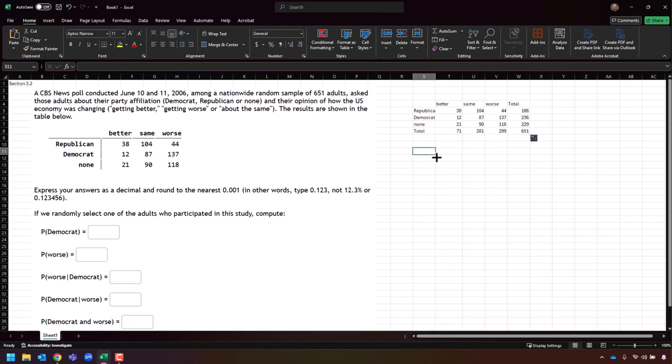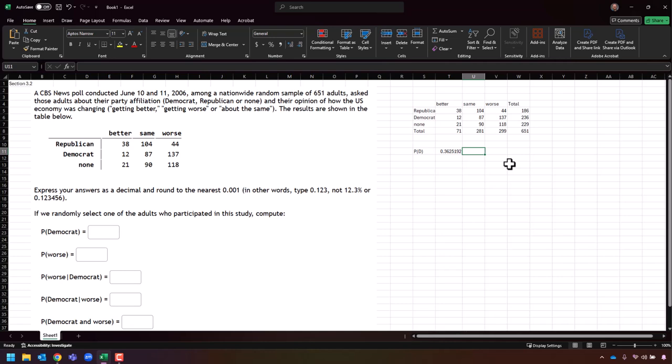Okay, so now that I've got that out of the way, I'm going to just find the probability here of a Democrat. So the probability that we have a Democrat here is going to be the total number of Democrats divided by the total number of people in our sample. So that's 236 divided by 651.